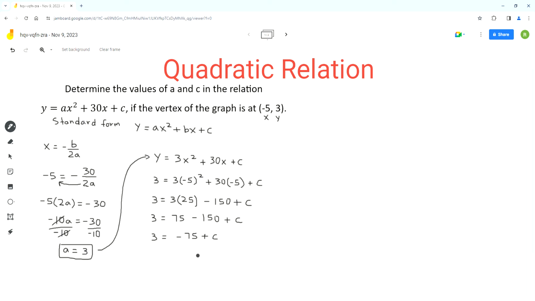Now we can isolate c on the right side of this equation by adding 75 to both sides. So the 75s on the right side cancel each other. So we get 3 plus 75, which is equal to 78. So that means the value of c is equal to 78. So this should be the final answer for the value of c.